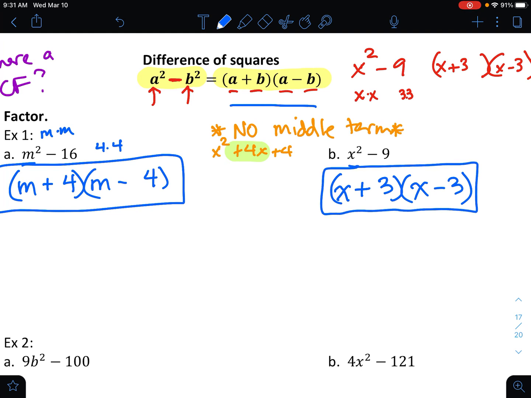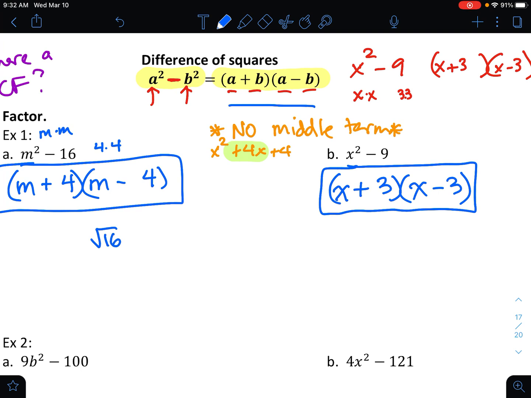Okay, so what if you don't know your perfect squares very well? You can use your calculator to determine if you have a perfect square. So if I take in my calculator the square root of 16 and I get a whole number, that means 16 is a perfect square.